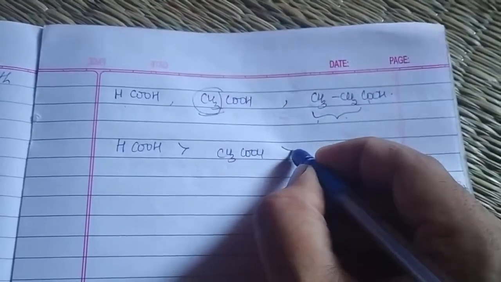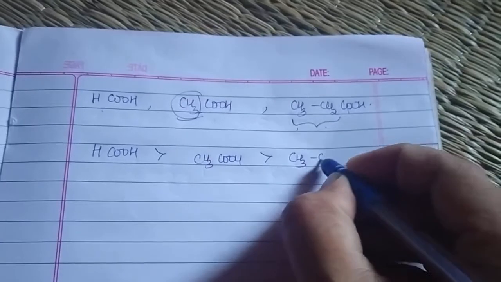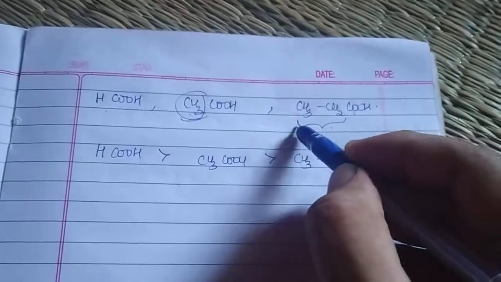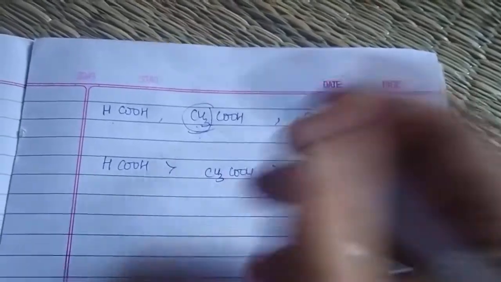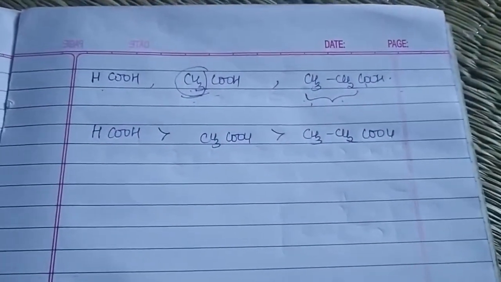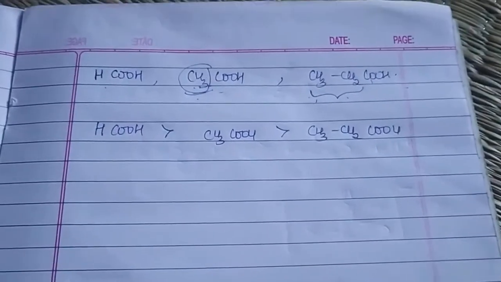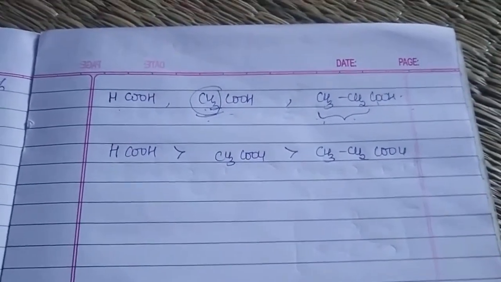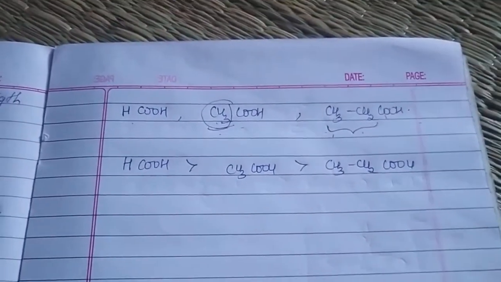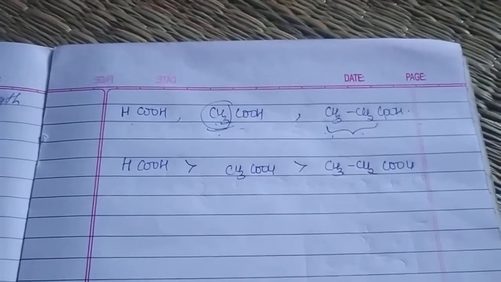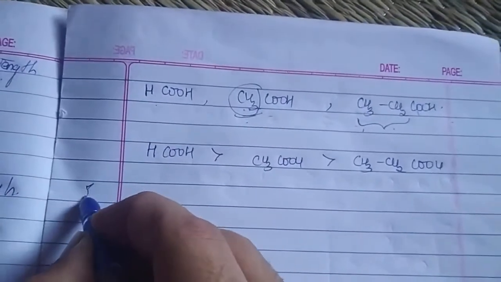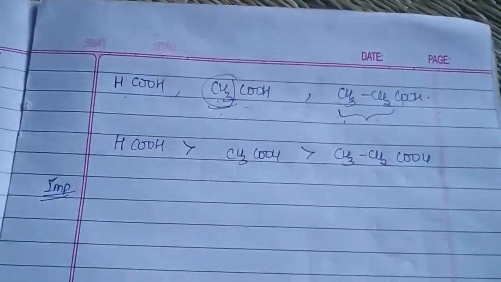The highest acidic will be formic acid because it does not have any electron donating groups. Next will be acetic acid, CH3COOH, because only one alkyl group is present and the size is small. The least acidic will be propanoic acid, because compared to acetic acid its alkyl size is greater. As the alkyl size increases, acidic strength decreases. Make a note: first, electron donating groups decrease the acidic strength. Second, as the alkyl size increases, acidic strength also decreases. And one major important note, within the electron donating group.